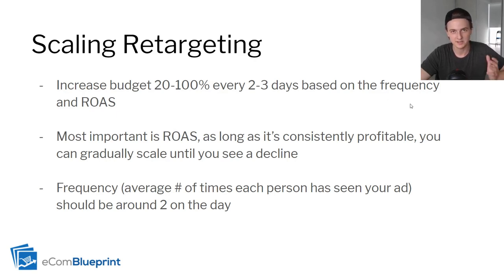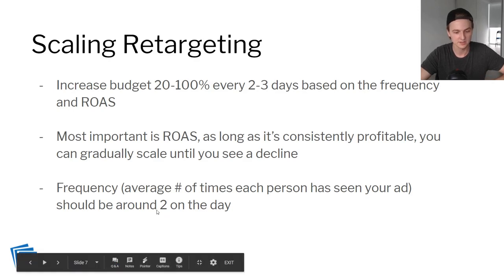If you have a frequency at like 10 or something, that means you are completely spamming your audiences and you should lower the budget. For me, I usually see the frequency around 2 on the day, right? So for my website retargeting, I see my frequency at around 2 or less on the day. I don't go above 2 frequency on the day.